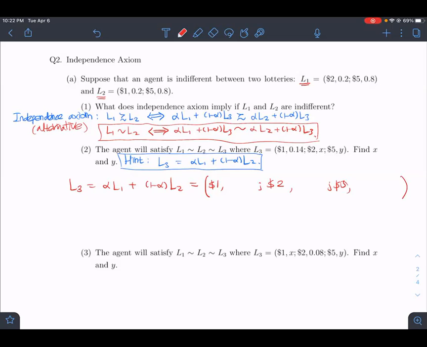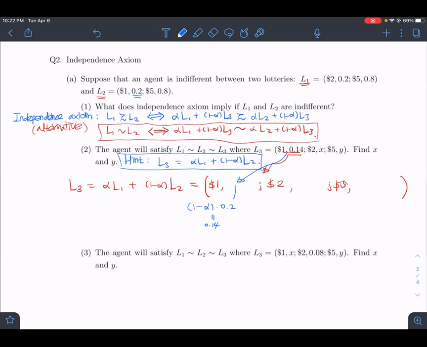Okay, so let us calculate the probabilities. The question says that this is 0.14. Then this should be coming from this calculation: alpha times, let me write in blue, alpha times... $1 is here, and $1 is not in L1, so it should be coming from L2. So the probability that 1 appears is 1 minus alpha times 0.2, and this equals 0.14, which is given in the question.